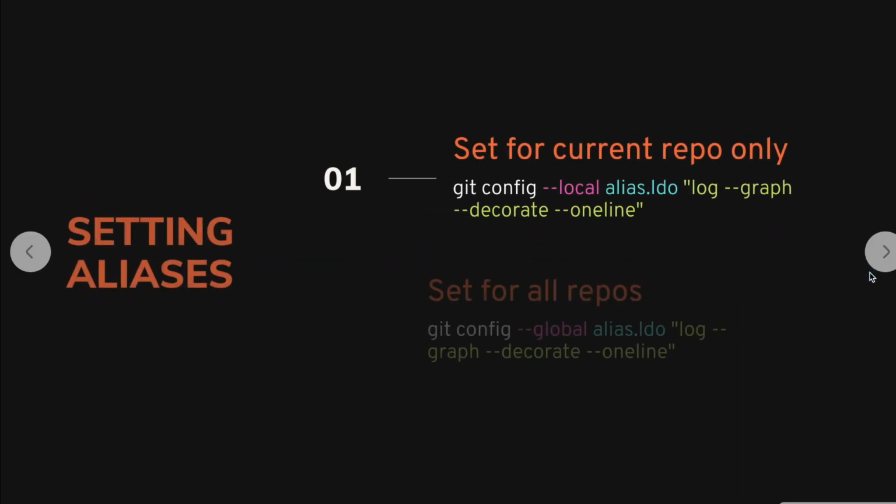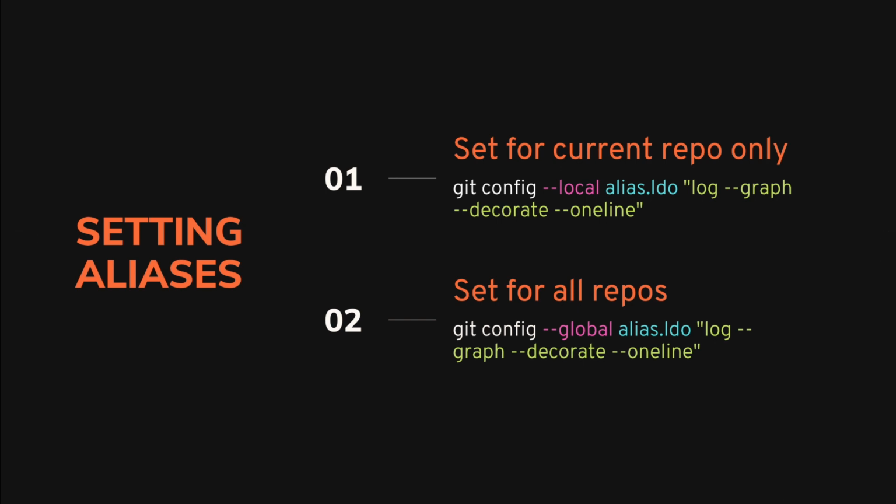Let's say the preset ones weren't enough for us. So to set an alias for your current local repository, then you will need to specify the --local flag. So perhaps this will be more useful if you're trying to test out an alias. But typically you will want your alias to apply to all your repos. So normally I would use the --global option followed by alias dot the name of your alias and then the actual command that you want it to substitute. So let's take a look at an example of how to set aliases in our terminal.